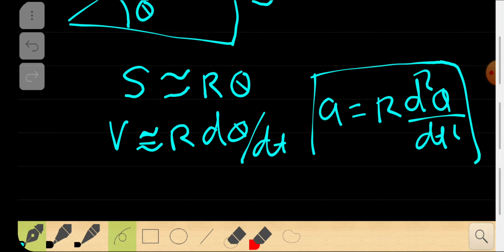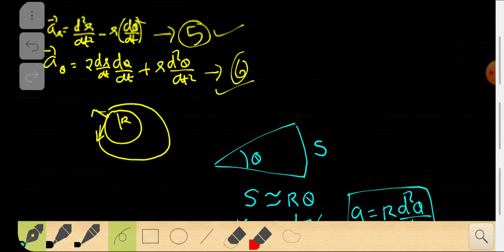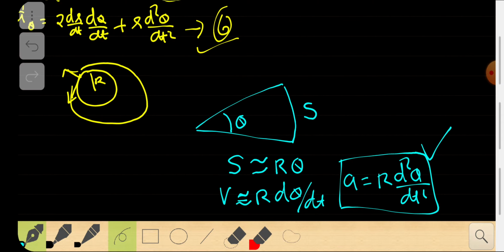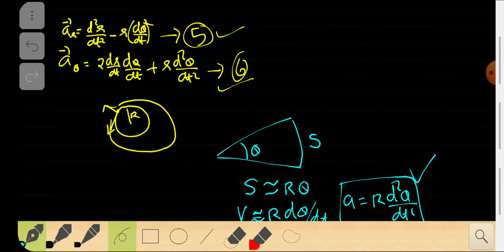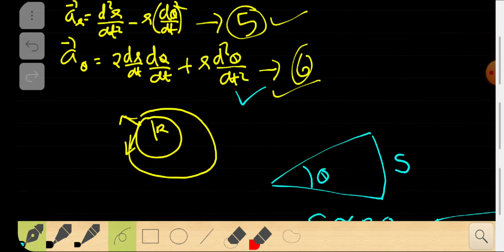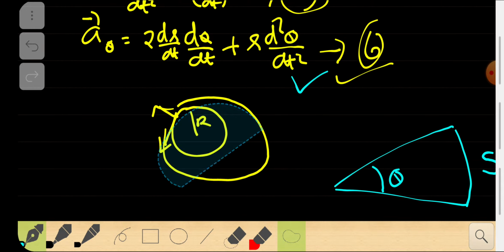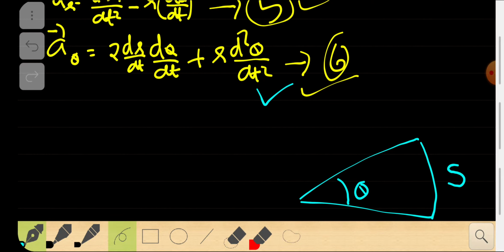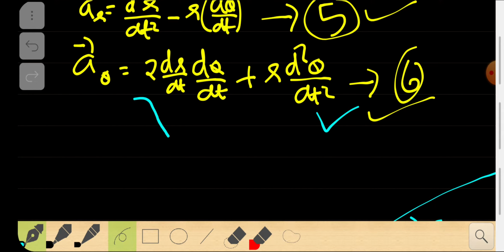So that's the normal case. Now if you look into this equation, there is r d square theta by dt square, and that's the normal component of acceleration. Apart from that, there is an additional component. You can see clearly there is an additional component there. So what is this component? This component is called Coriolis acceleration, right?